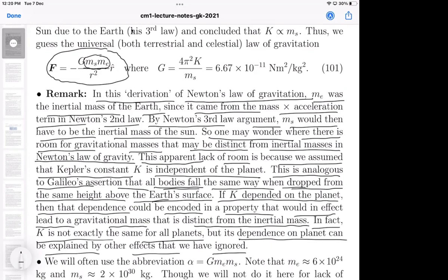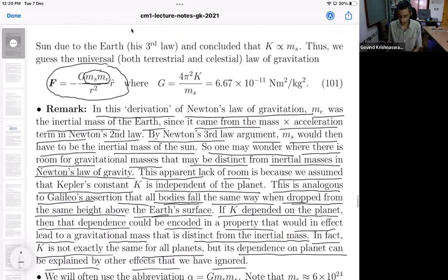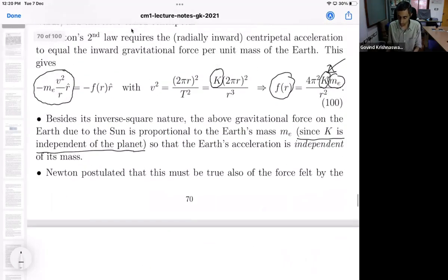Yes, please. Could you repeat the last point about how they could be different? Because till now I didn't understand what the difference between gravitational and inertial was. Okay, let me try to do that more slowly.